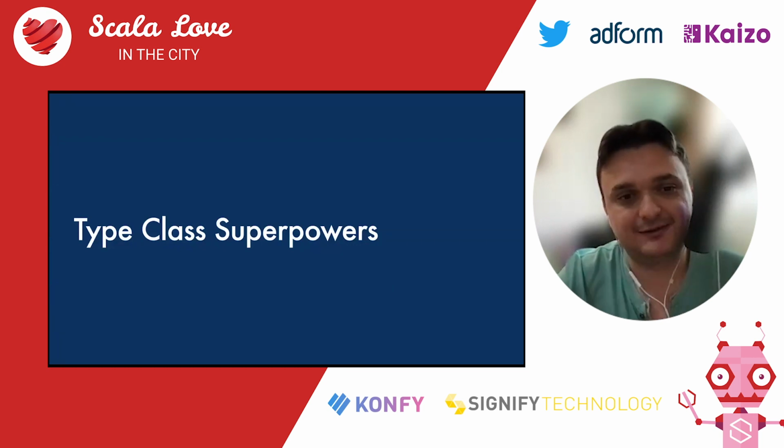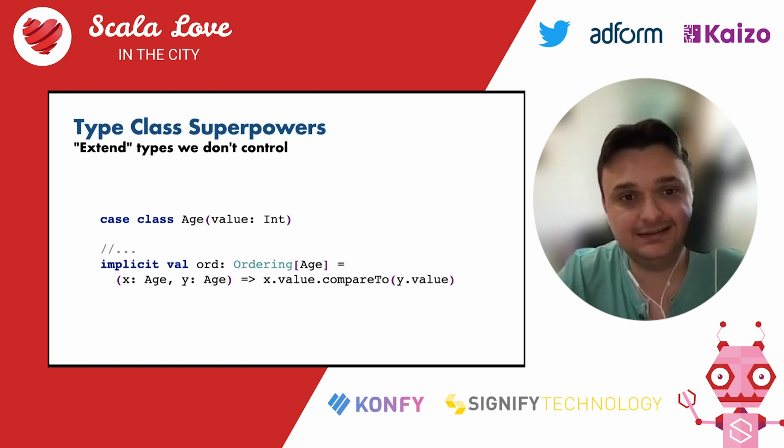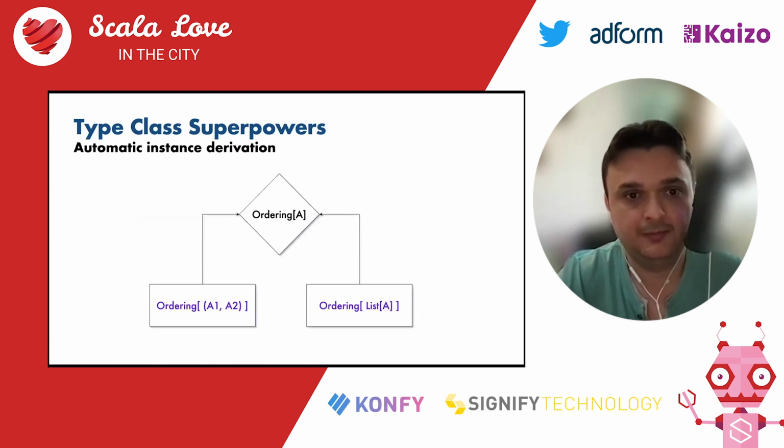Type class superpowers. We can extend types we don't control. And this is really important, because we can, for example, define an ordering instance for our own types, or for types in third-party libraries. Ordering being a type class provided by the standard library, which is super useful. But we can also do automatic instance derivation if we have an ordering for an A defined, or an ordering for an A1 and an A2 defined. We can define an ordering for the tuple automatically derived, or we can automatically derive an ordering for a list.